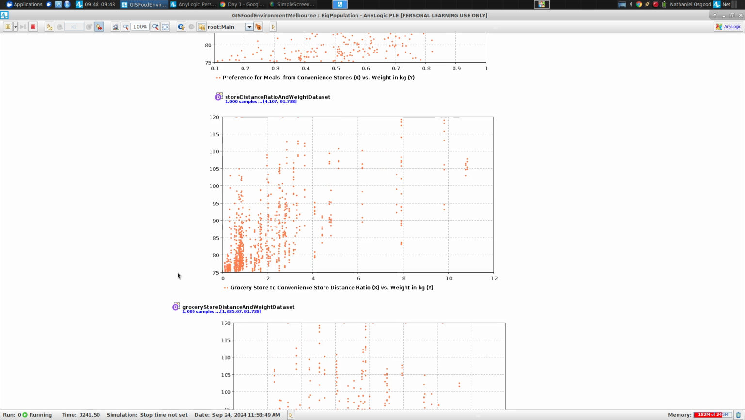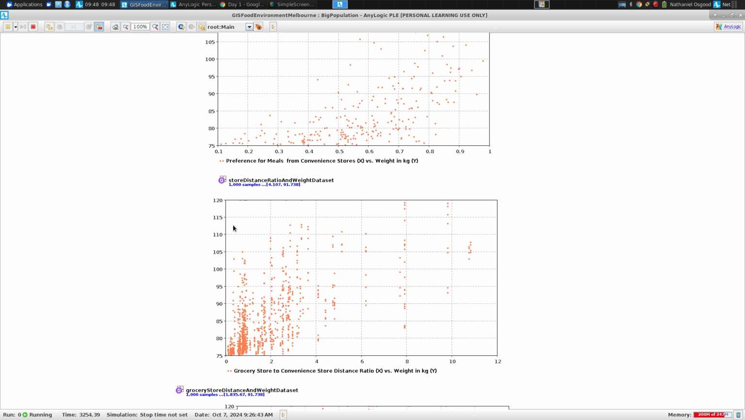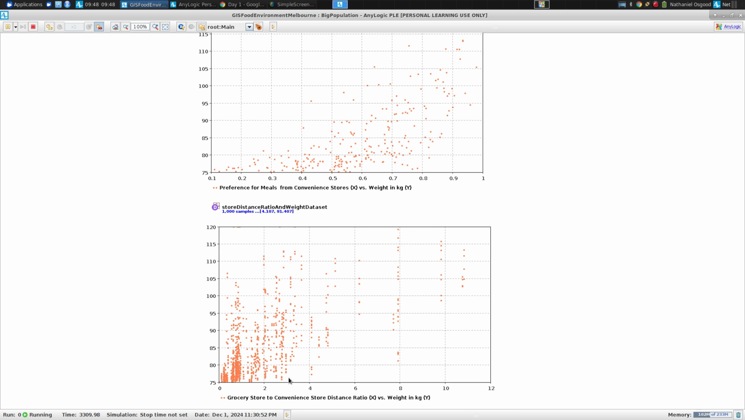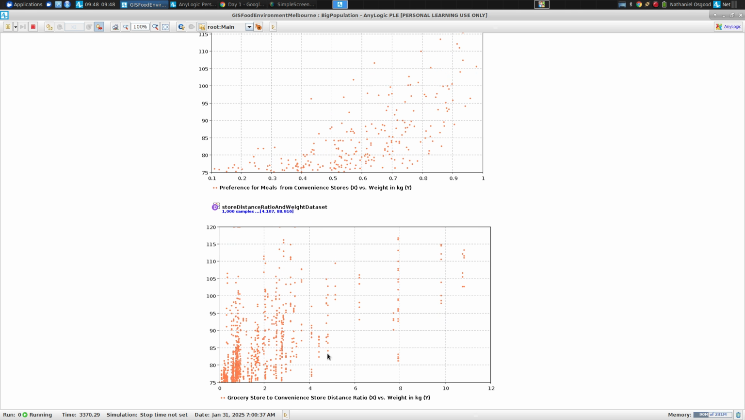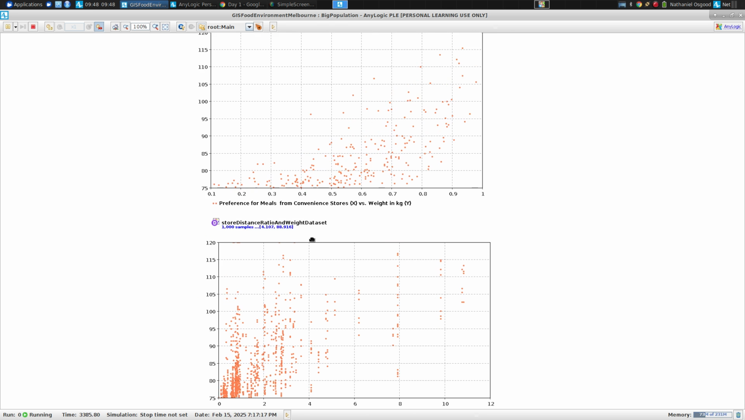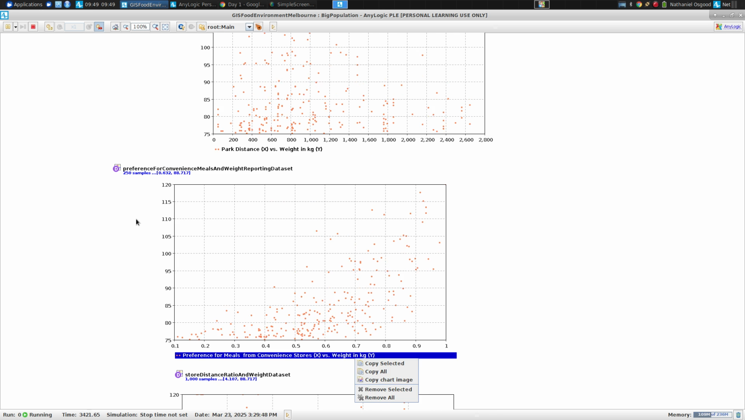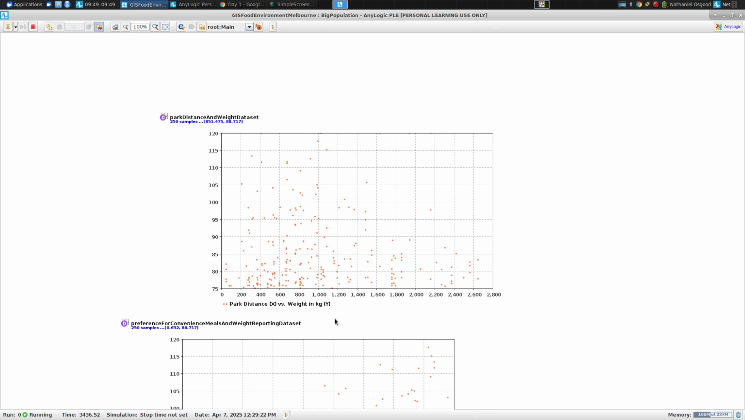Further up, grocery store to convenience store distance ratio. How much closer are they to a grocery store than to a convenience store? Here, you'll find this is the ratio on the x-axis and their weight on the y-axis. If the grocery store is much further away than a convenience store, they'll tend to be a somewhat higher weight. And then finally, further up, the preference for the meals versus their weight in kilograms, and then their distance to parks versus weight in kilograms.